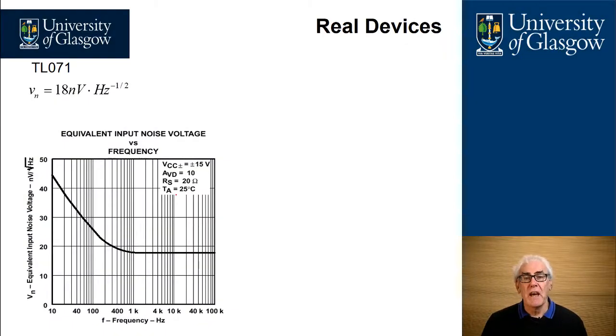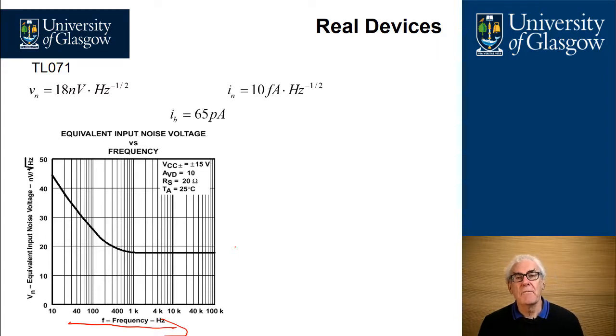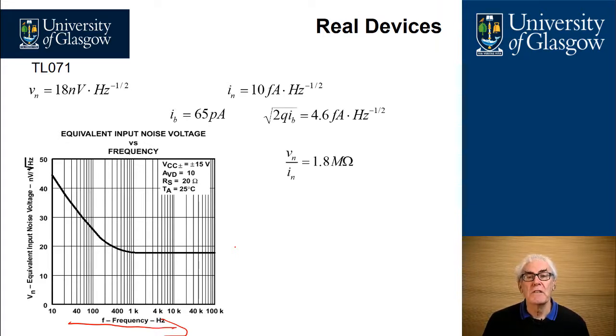Looking at some real devices, and this is a very common op-amp, a TL071. What we have here is the frequency along the bottom. We see that the noise drops with frequency. The noise current for this amplifier is defined as 10 femtoamps. We've got a bias current of 65 picoamps. So we can actually work out the shot noise from this circuit here, and we land up with a shot noise of about 4.6 or 5 femtoamps per root hertz.